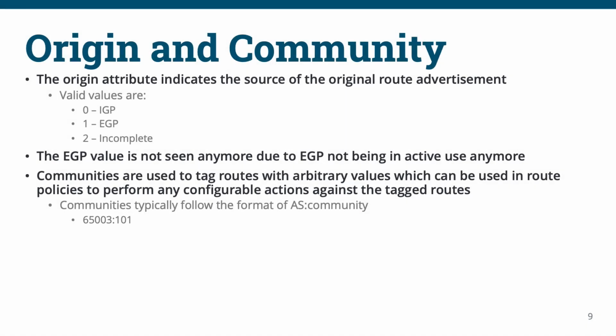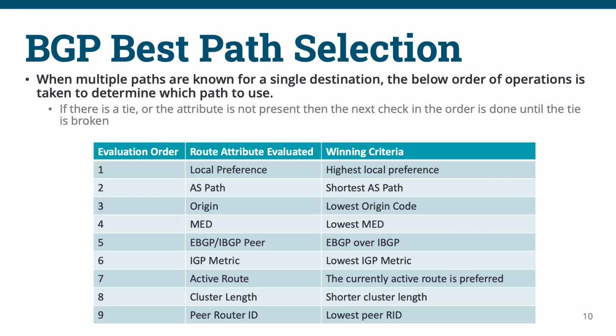Great. Let's now get to the last item for this lesson, the path selection algorithm. In BGP, multiple paths may be known for a particular destination, meaning multiple route advertisements might be received for the same route. Because of this, a deterministic algorithm for determining which route advertisement is selected as the best path must be in place to determine which route will be installed in the routing table.